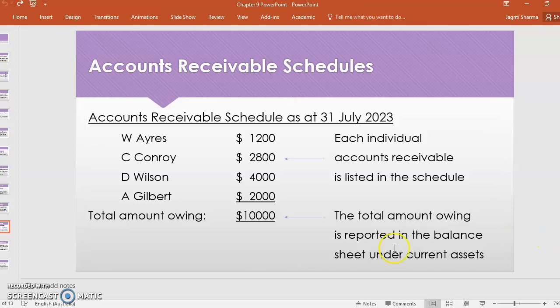Now you should know that accounts receivable go under the current assets and accounts payable go under the liabilities.